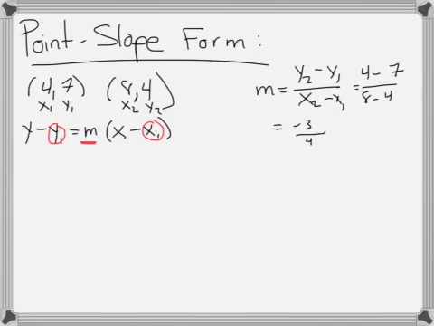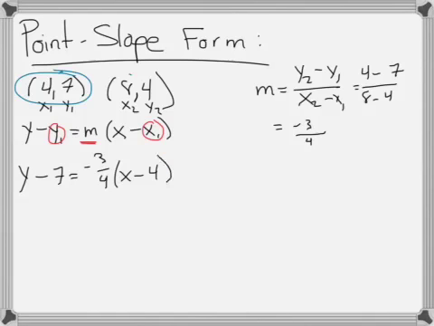So now you just need to plug everything back in. If you note, we're going to have a y1 and an x1 in our function, which means we need to choose one of these 2 points to use. Let's use the first one. So when we plug stuff in, we have y minus your y1, which is 7, is equal to your slope, negative 3/4, times x minus x1, which is 4. Now, if the question just asked you to write the function in point-slope form and didn't say anything else, then this is the answer and you're done.